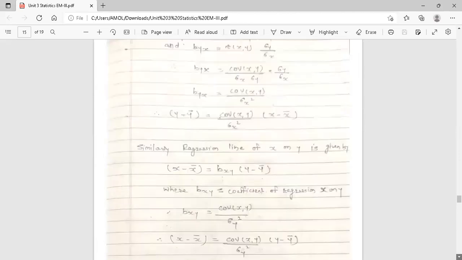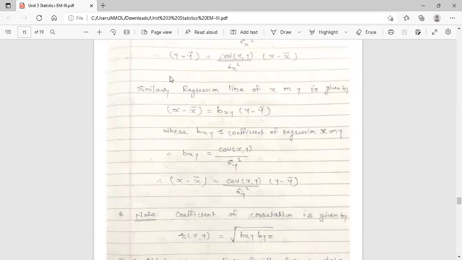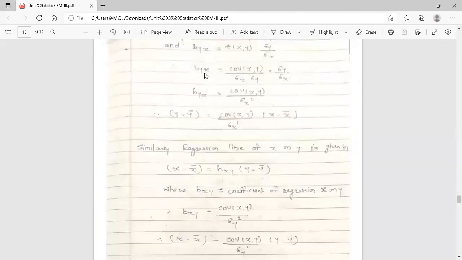Okay. Similarly, the regression line of x on y is given by x minus x bar is equal to bxy into bracket y minus y bar, where bxy is called the regression coefficient of x on y, and its formula is like byx, where byx is equal to r of xy into sigma y by sigma x. Like that, the formula of bxy is here. After simplification, byx is covariance of xy upon sigma x square. Like that, the formula for bxy after simplification is covariance of xy upon sigma y square.